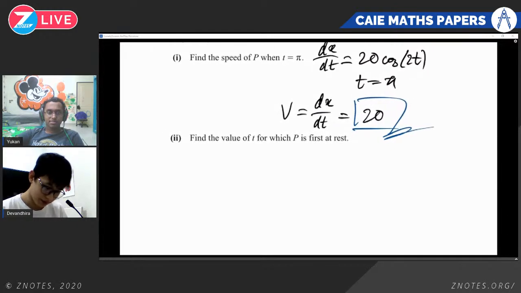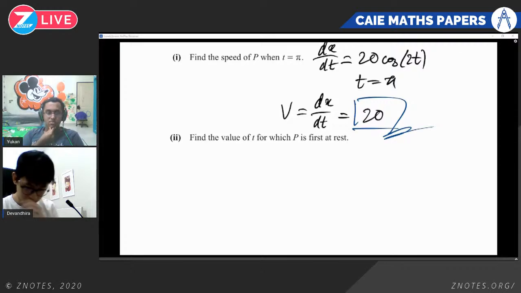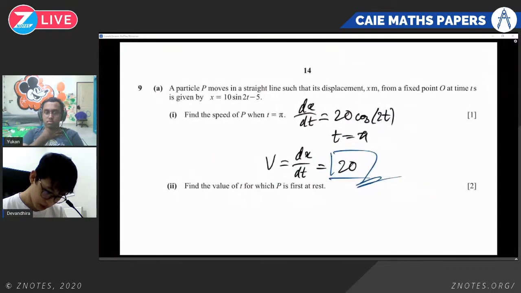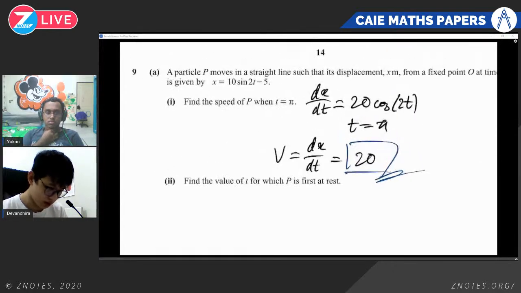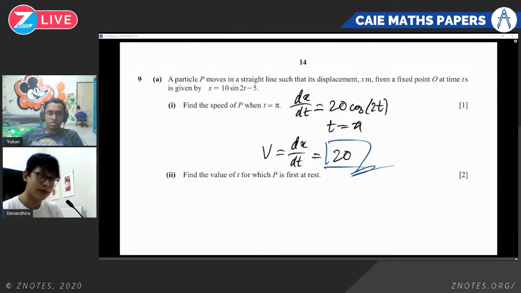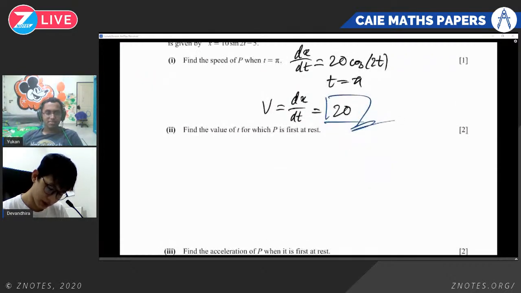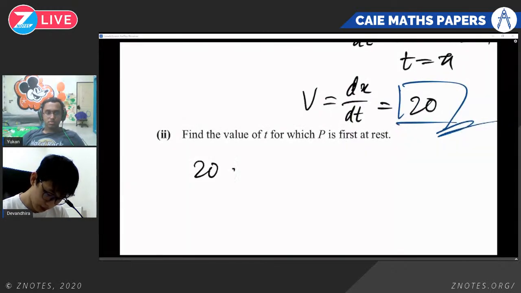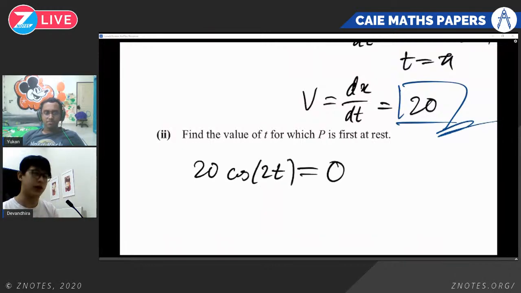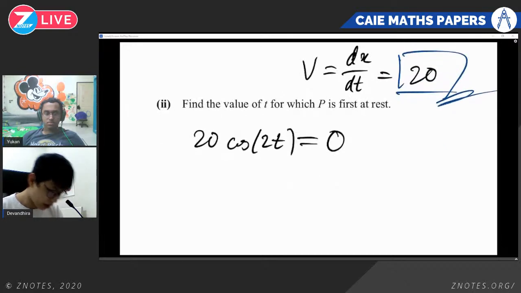Yeah, that's it. Find the value of t for which P is first at rest. How can we find this? That's when your velocity is 0, basically not moving. Exactly. We found our velocity right here. So we have 20 cosine of 2t is equal to 0. We have to equate it to 0 because it's at rest. There's no velocity. So let's do that.